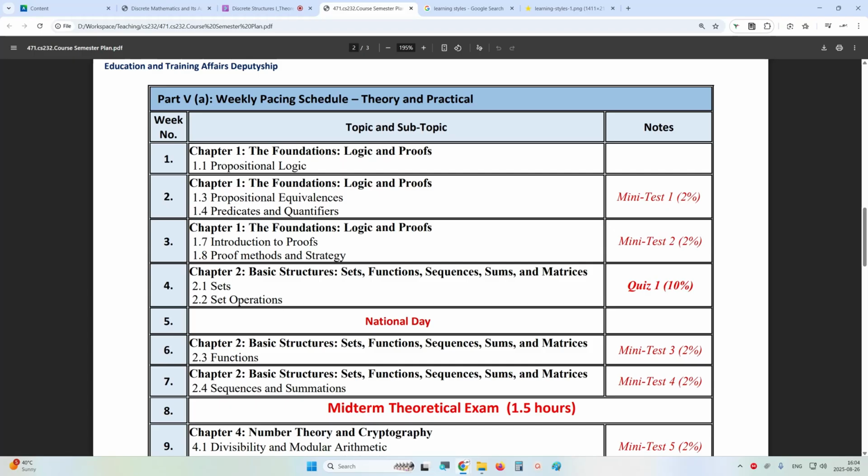So step number one, before the class. Step number two, during the class. Step number three is after the class. So after the class, what do you do? Well, basically, during the class, we're going to do some exercises. And I'm going to give you also some exercises to do after the class.